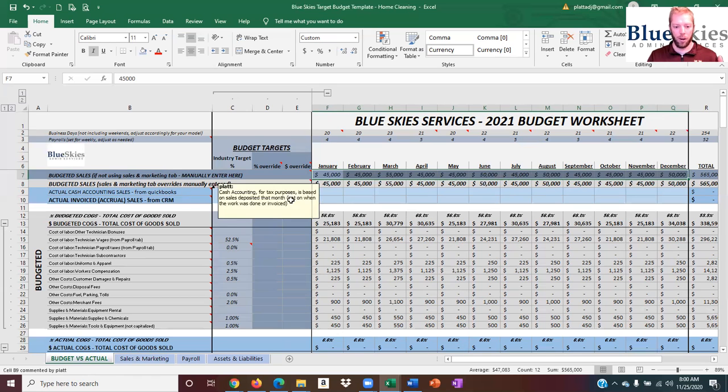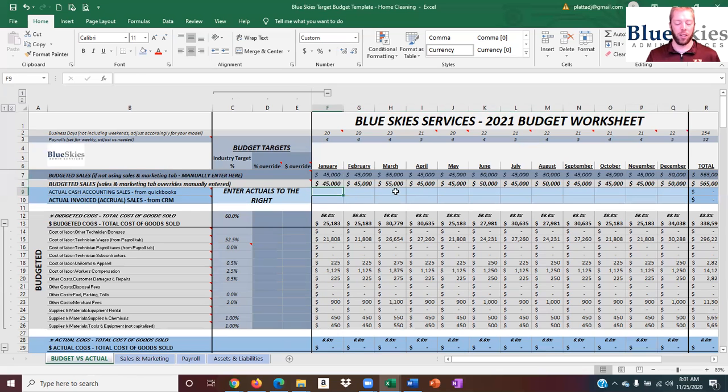So you'll see now right below that, there's a spot to enter your actuals in. Each month as you go, you would go into QuickBooks, download your P&L, and then enter your actuals right in here. There's two spots to enter sales in because you'll have two different kinds of sales. They're the same, but they're different, if that makes sense.